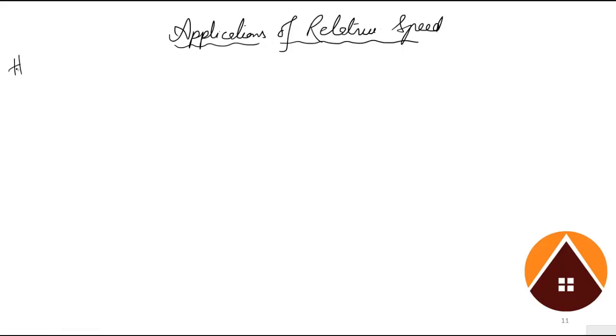Now let us take the applications of relative speed. Okay. We'll start with problems on trains. To understand problems on trains, let us take various cases. Okay, we'll start with case number 1.